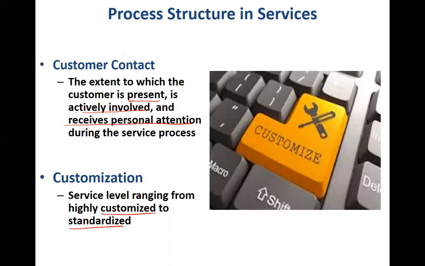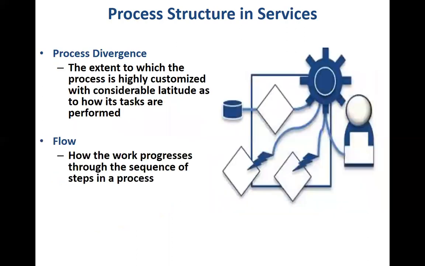So we will look at where this service process belongs in this continuum with regards to customer contact and customization. The other dimension that the framework relies on is what we call process divergence and flow, where process divergence refers to the extent to which the process is highly customized with considerable latitude as to how its tasks are performed. So customers can dictate how this task will be performed. So therefore, a lot more customization in the process itself. And flow refers to how the work will progress through the sequence of steps. So is it a line flow where you sequentially go from one step to the other? Or is it much more jumbled depending on the customer requirements? You might have to go from step 1 to step 5 for one customer, step 1 to step 2 for another customer, and so on and so forth. So that would be a dimension which comprises process divergence and flow.